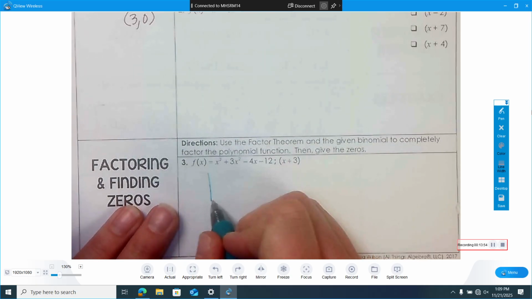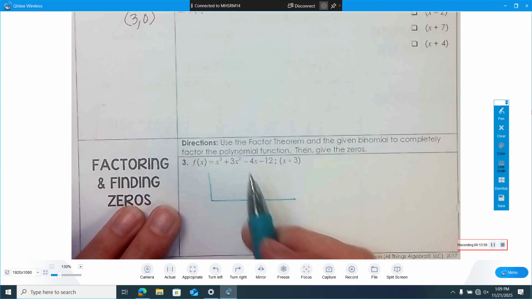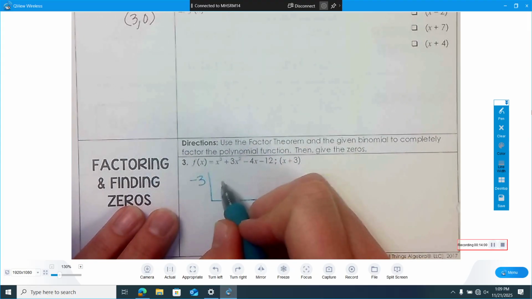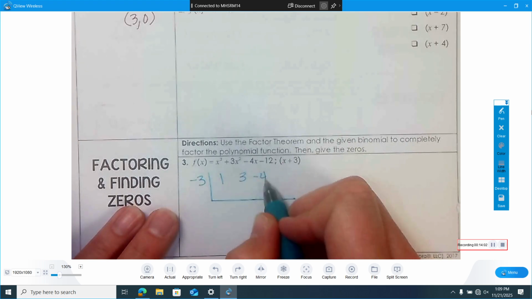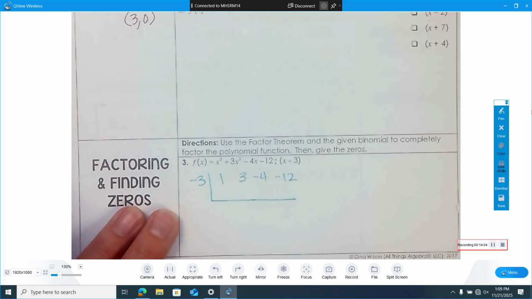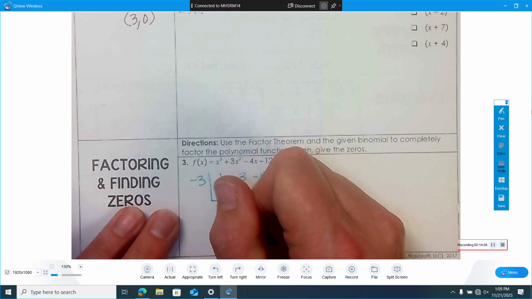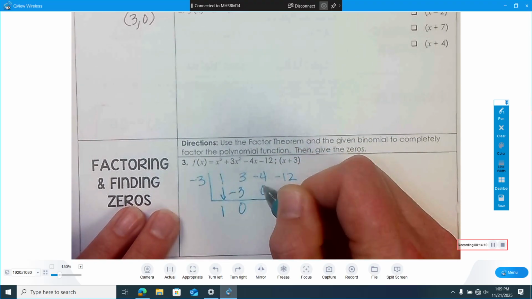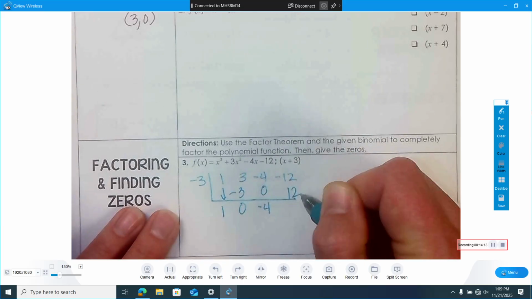And so we're going to use some synthetic division. What should I use on the outside? -3. We got a 1, a 3, a -4, and a -12. And we're going to bring down the 1 and multiply and combine, and multiply and combine, and multiply and combine.